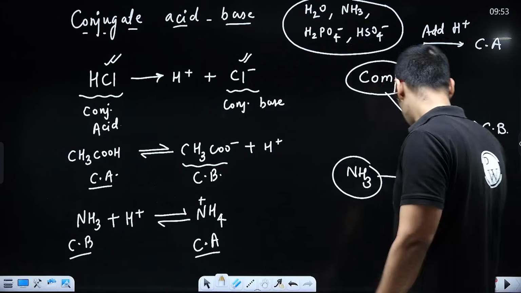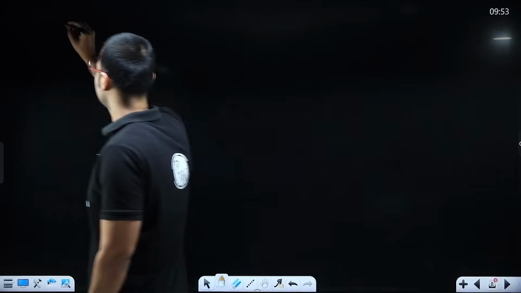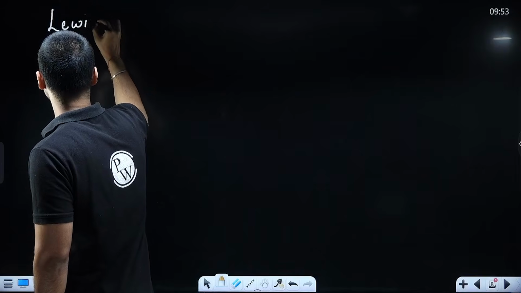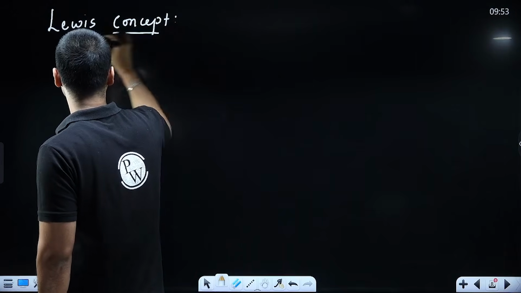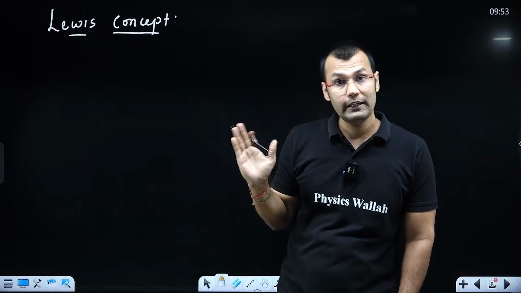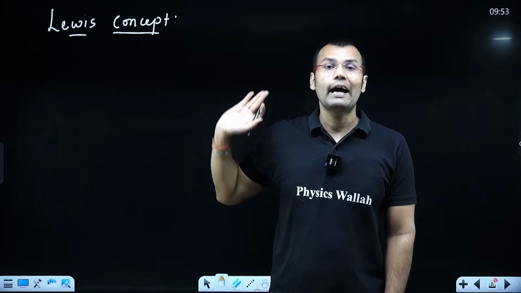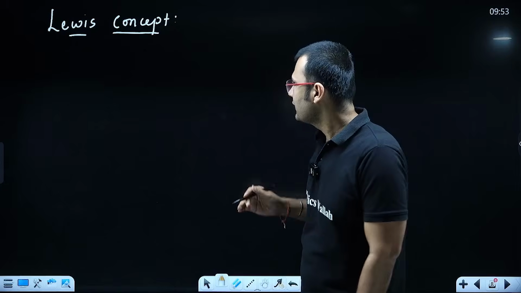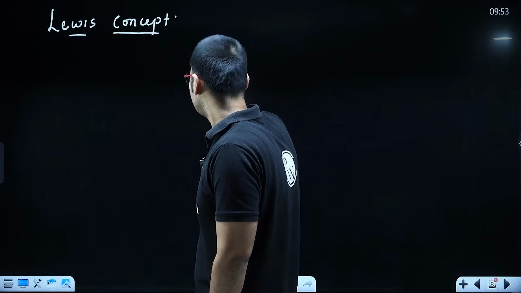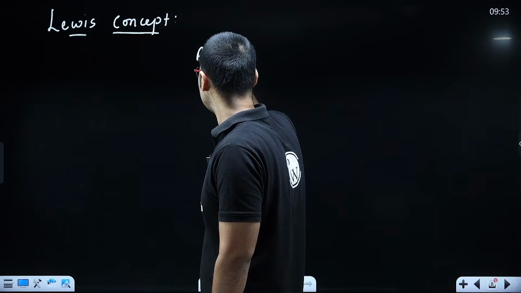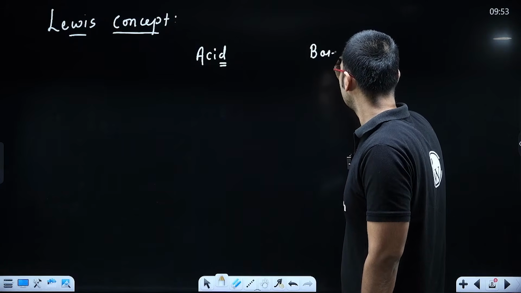Now, after Bronsted, one more concept you have, and that is none other than the Lewis concept. In the Lewis concept, we don't have that many points, but from here also sometimes we get direct questions in the examination, at least from the identification part. First thing is, let's understand what this Lewis concept is. According to Lewis, the definition of acid and base is completely different.